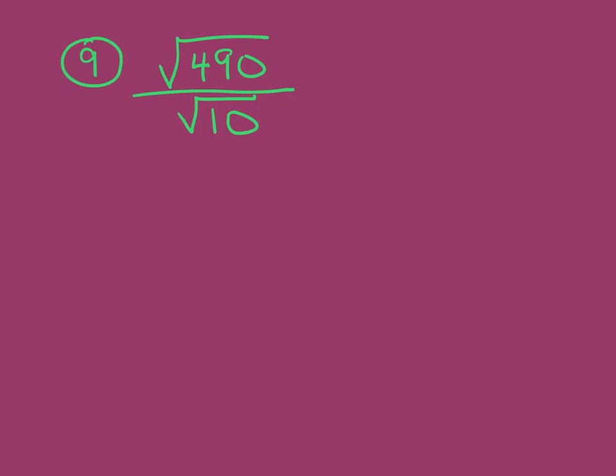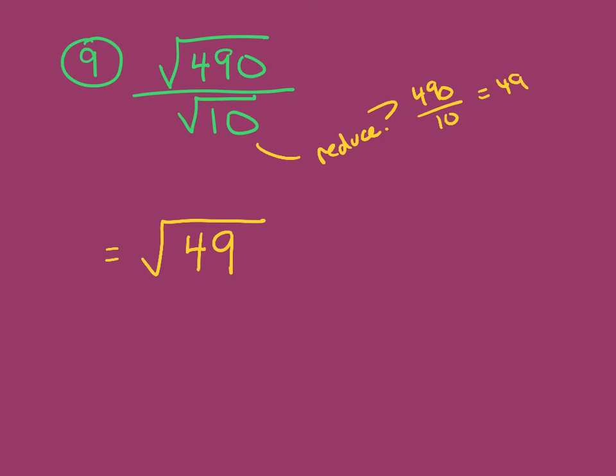Okay, number 9. Square root of 490 over square root of 10. Anytime you've got a square root on top of another square root, try to reduce this if you can. And then 490 over 10, that does reduce. 490 divided by 10 equals just the square root of 49. So all that underneath the square root. And then the square root of 49 just comes out to 7. So not too bad on that one.